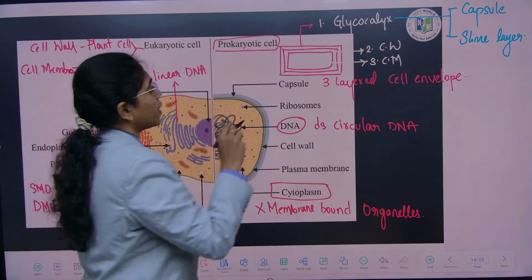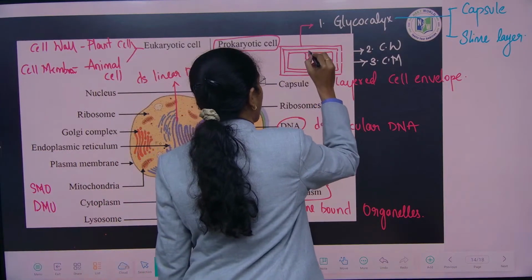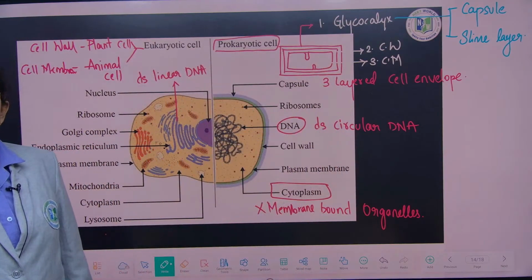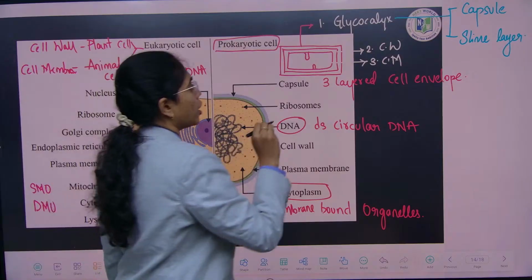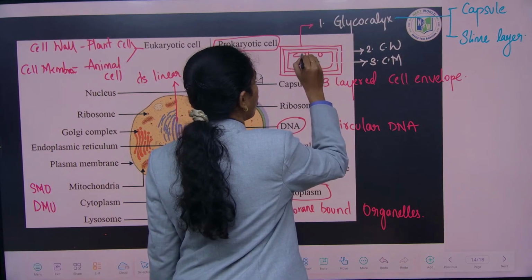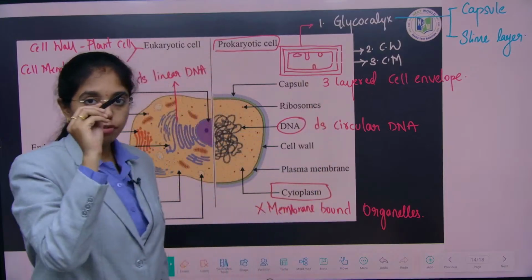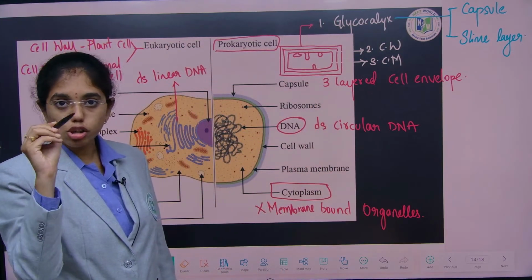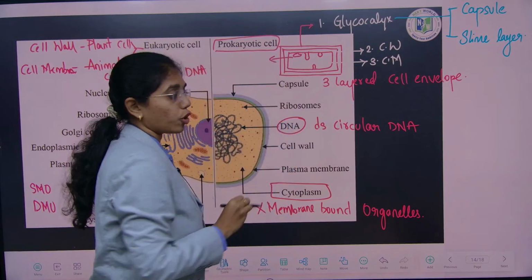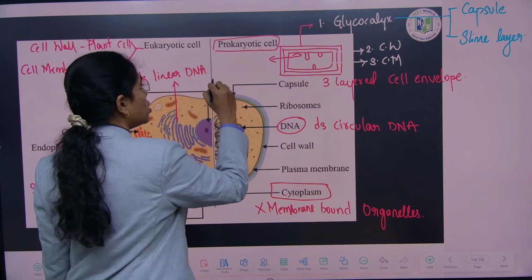One more specific or characteristic feature of prokaryotic cell are the extensions of cell membrane towards the cytoplasm, either in the form of tubules or vesicles or lamellae. Those membranous extensions towards the cytoplasm are known as mesosomes.